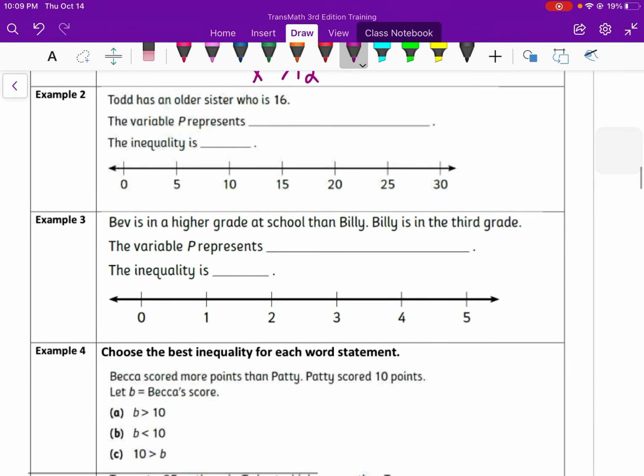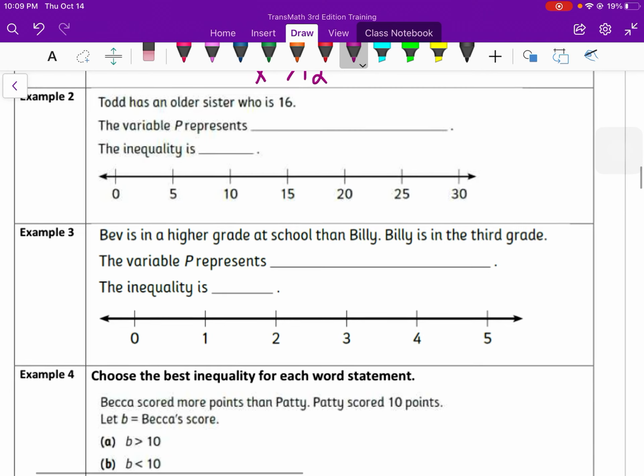Okay, here's our next example. Todd has an older sister who is 16. The variable P represents, we'll say, Todd's age.